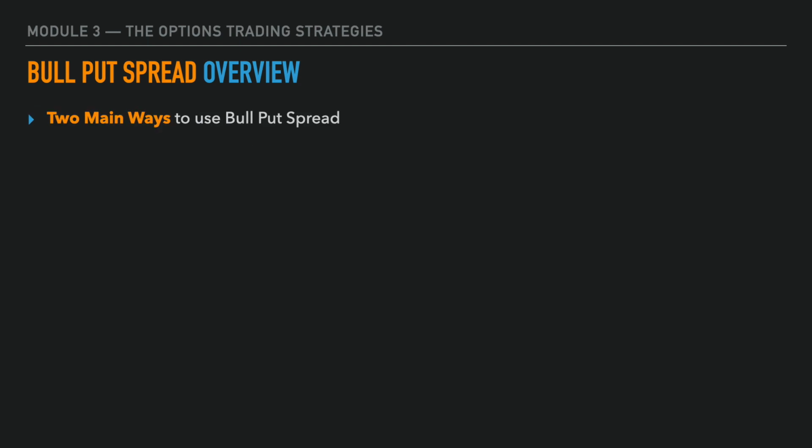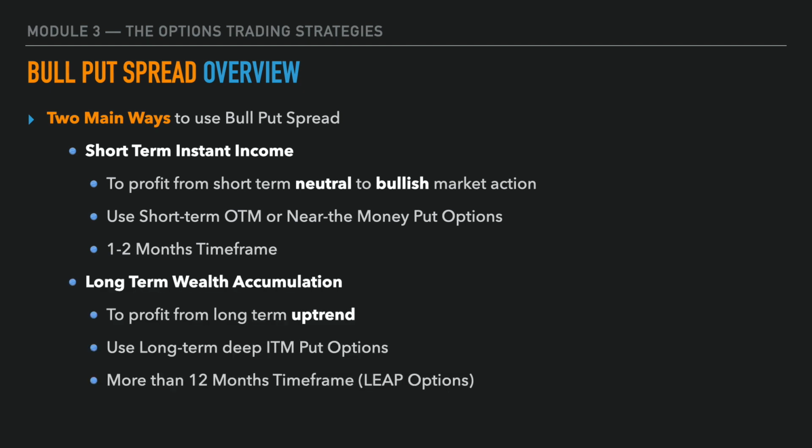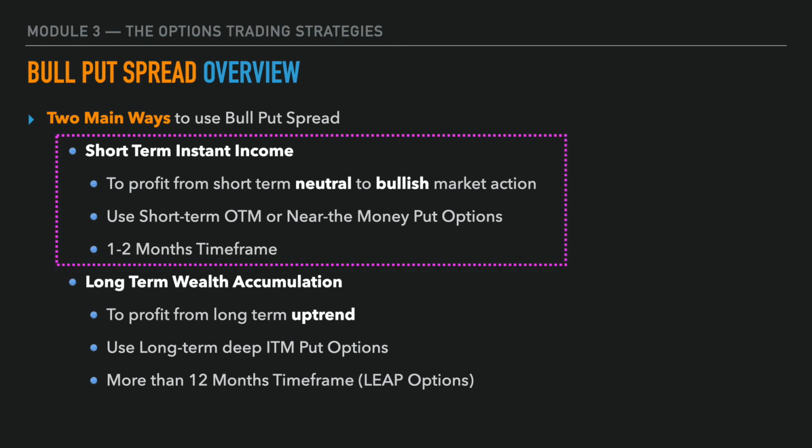There are two main ways traders use a bull-put spread trade. First is for the short-term instant income generation. Traders often use those short-term out-of-the-money put options with less than 3-month expiration period to profit from those short-term neutral to bullish market actions in the consolidation phase. Second, some traders also use bull-put spread for long-term wealth accumulation. They use those really long-term deep in-the-money put options, usually those LEAPS options with more than 12-month expiration period, to profit from this long-term uptrend. Based on my own experience, I definitely find the first way to be way more effective and more suitable for my style.